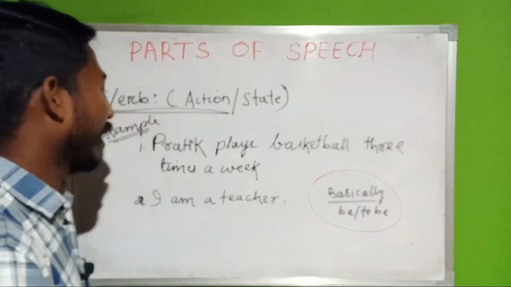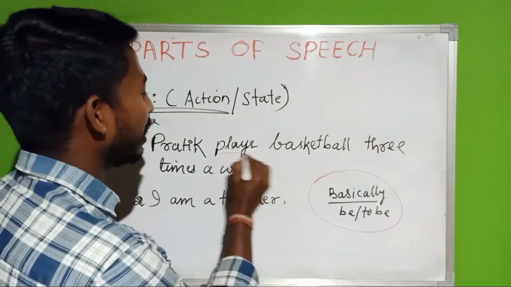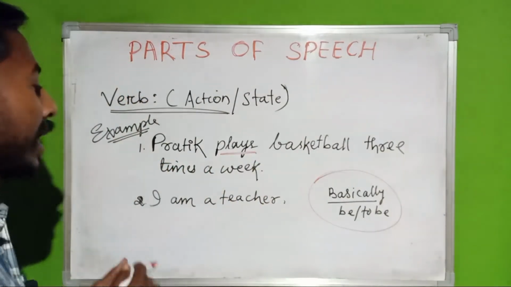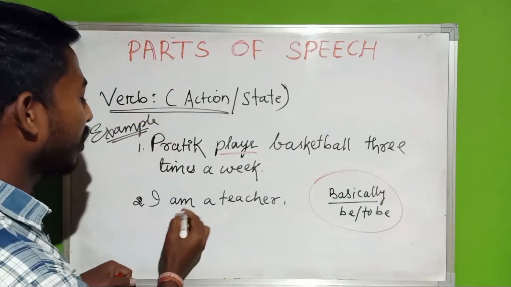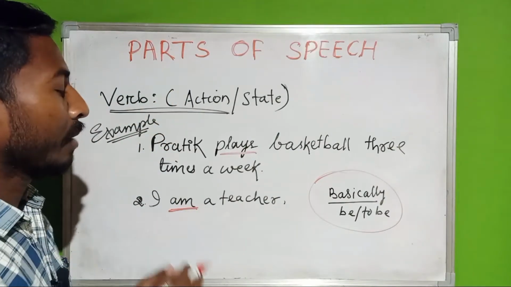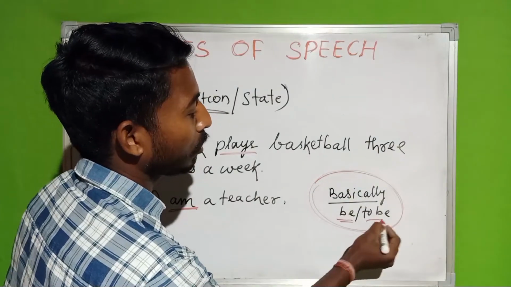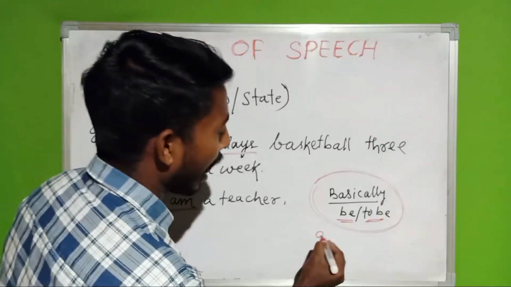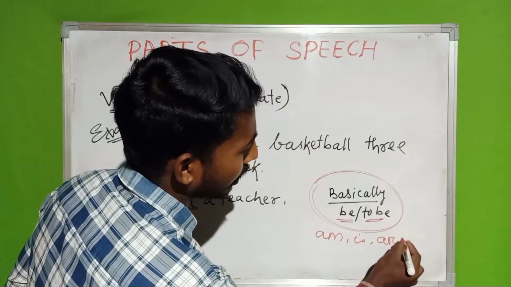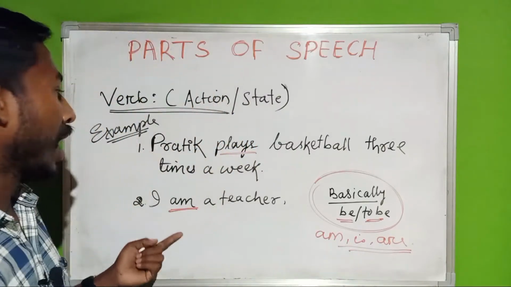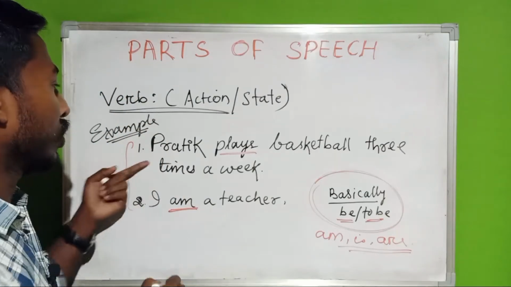The first one we have is: Pratik plays basketball thrice a week. Now here plays is the verb. And the second one: I am a teacher. Now here am is the verb, because the verb is basically be, or to be. From here am, is, and are are formed. So now the main thing is you have to notice the difference between these 2 sentences.